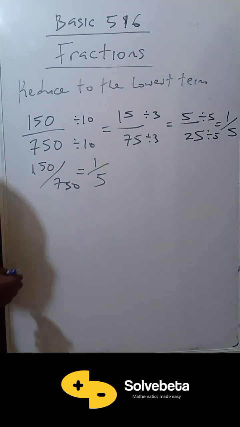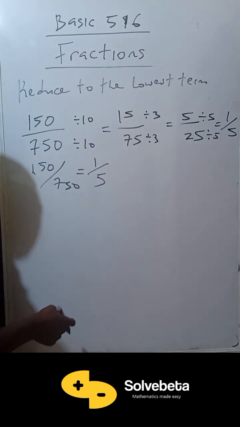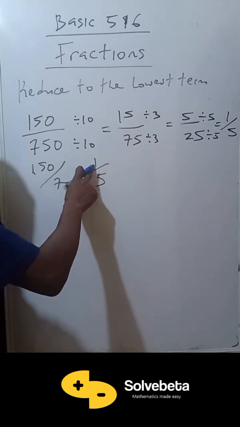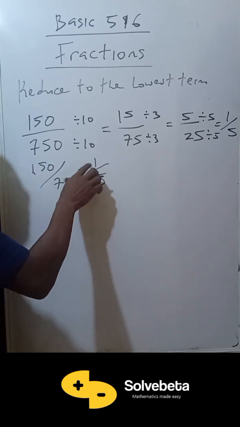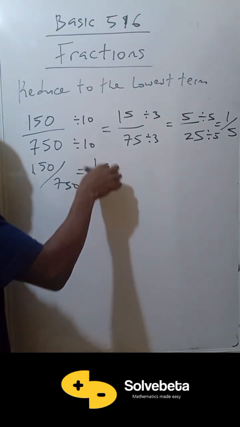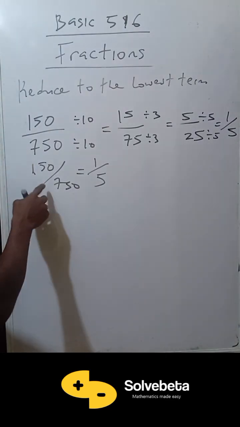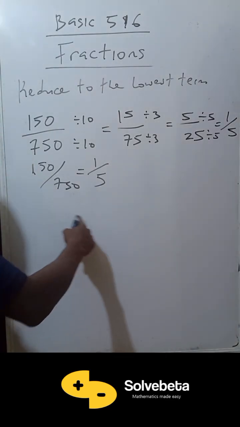Is there anything that can divide 1 that can also divide 5? No. Apart from 1 itself and 5 itself. The only thing that can divide 1 is 1. The only thing that can divide 5 is 5. There's nothing that can divide both 1 and 5. So it means that 150 over 750 in its lowest term is 1 over 5.